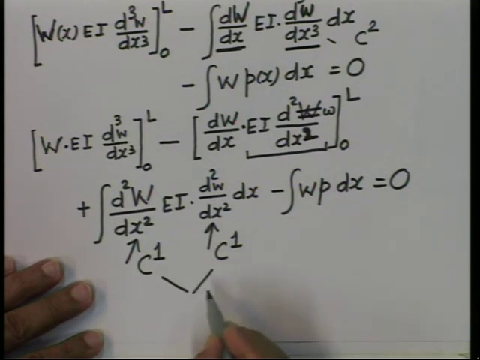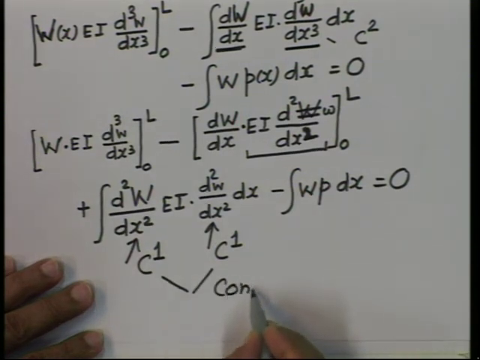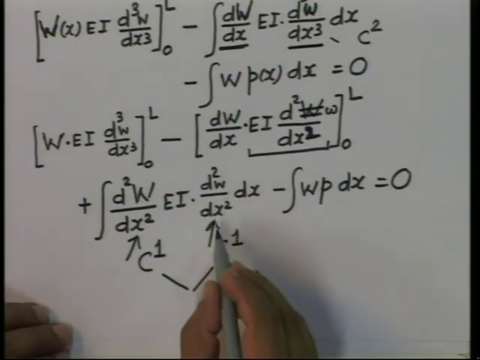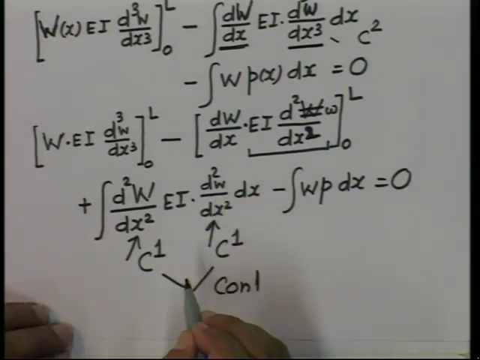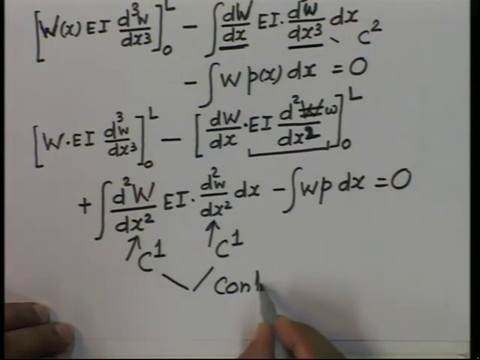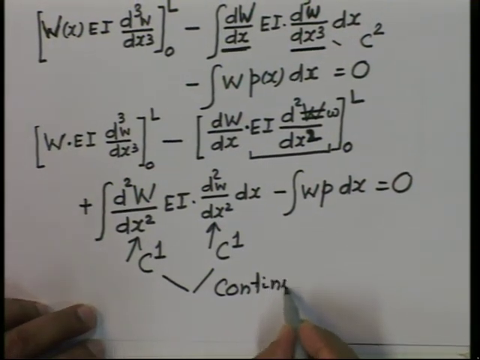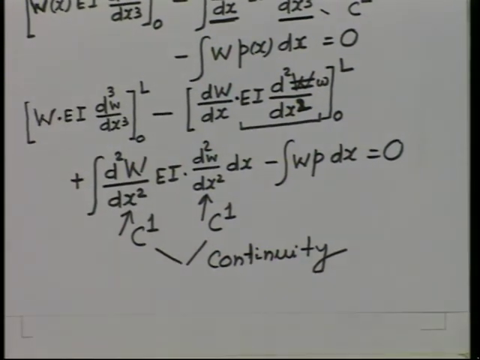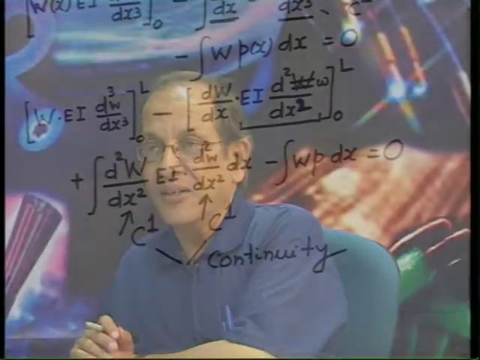So, C1 continuity. Why C1? Second derivative inside the integral means the first derivative must be continuous. C1 continuity. I hope you are understanding this. So, we stop here, we do not go further. This is our weak form for the beam problem.